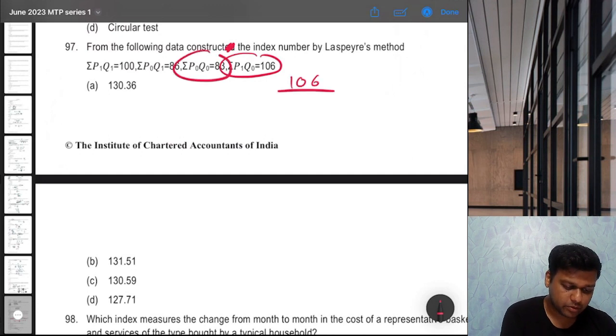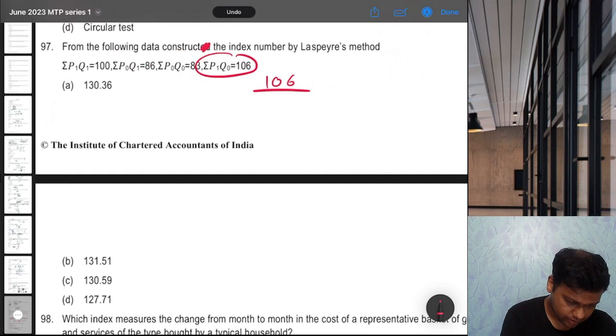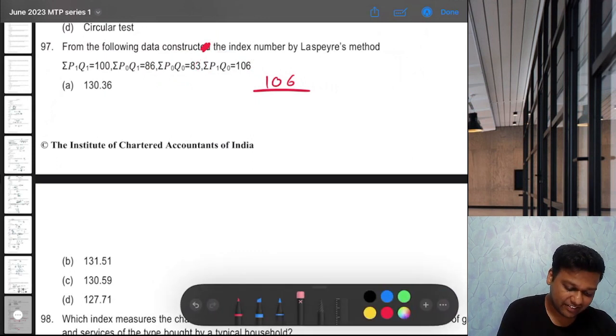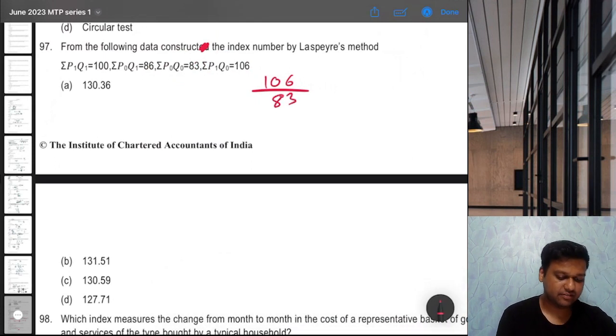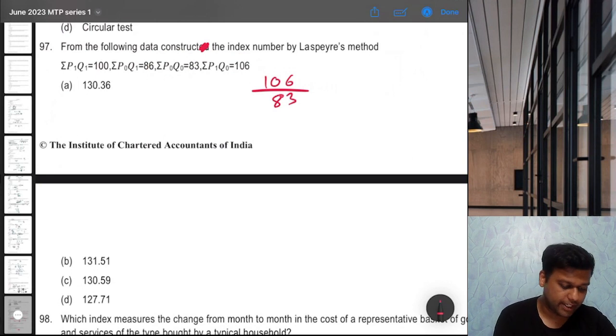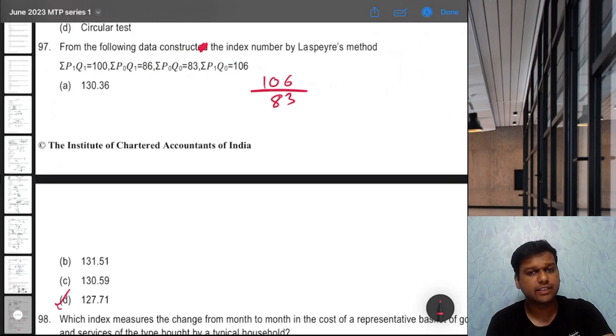Fine. So we'll need this P1Q0 divided by P0Q0, that is this 83, right? Yes, 83. So how much is that? 106 by 83 into 100. That is 127.71. Option D is the correct answer for question number 97.